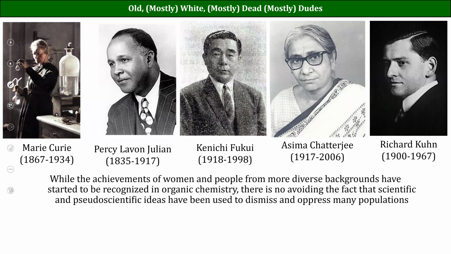Percy Julian was the first Black PhD in chemistry in the United States, which probably means in the world.